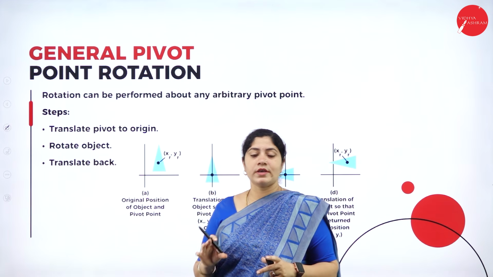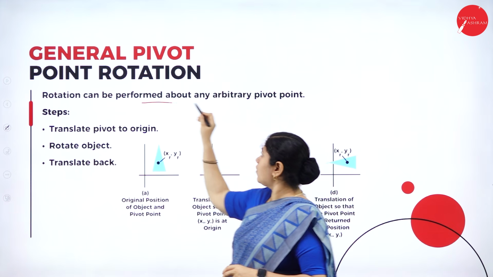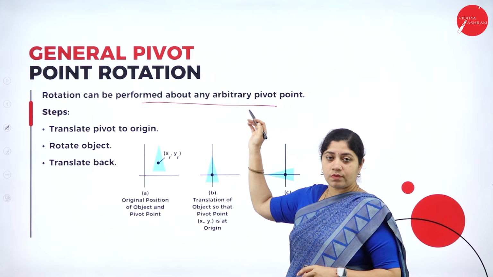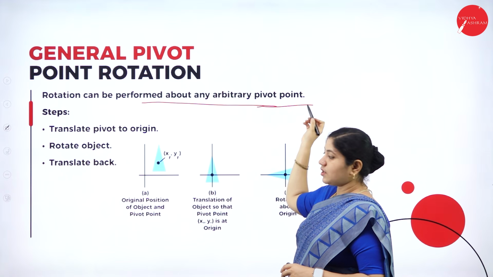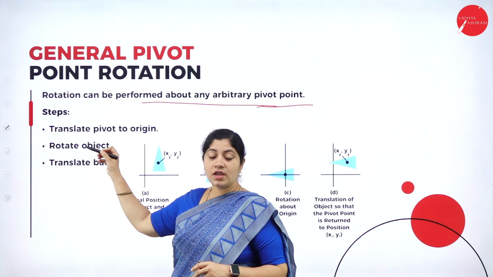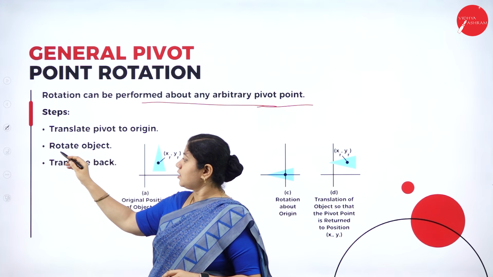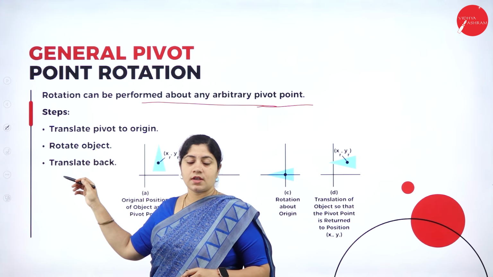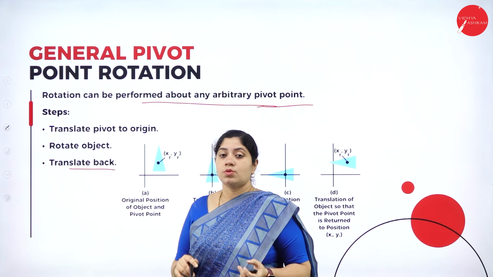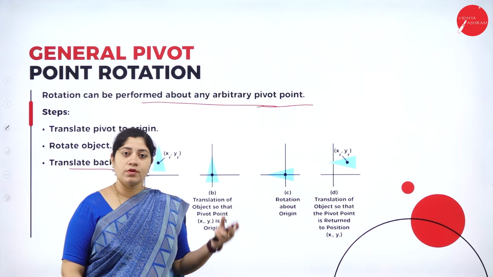The next topic is pivot point rotation. So how it works, let's see. Rotation can be performed about any arbitrary point, but here as we are considering a pivot point, we have to consider it as an arbitrary pivot point. Now let's see what are the steps included in this. The first step is to translate the pivot to the origin. That's the first thing. Next, we rotate the object, and the next step is to translate it back. So after rotation, if you want that translation, yes, you can do it.